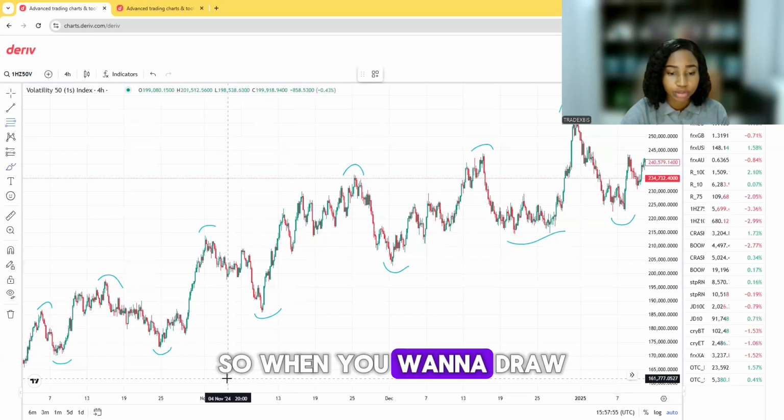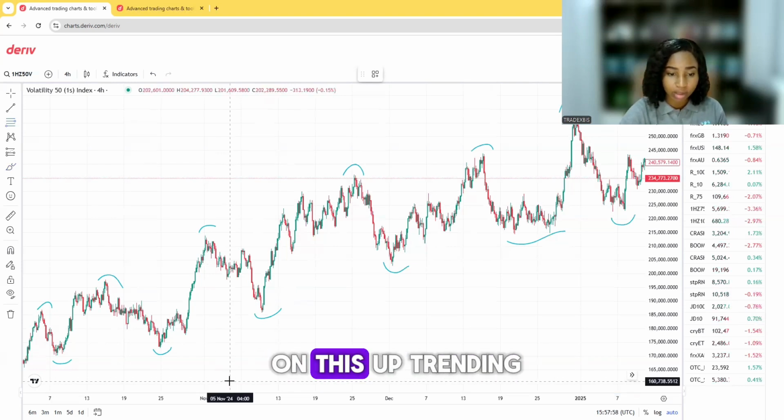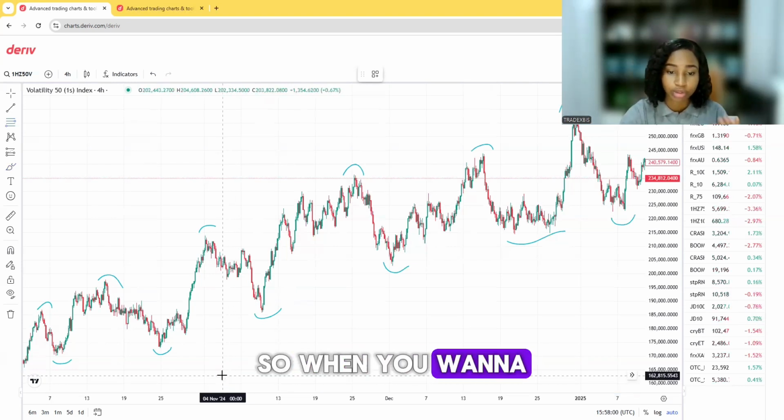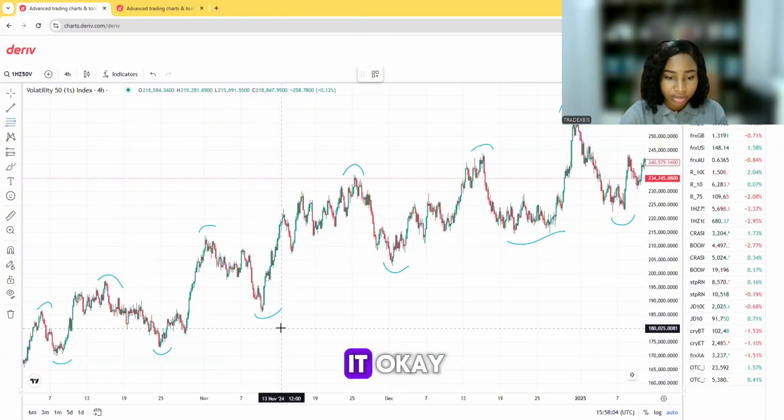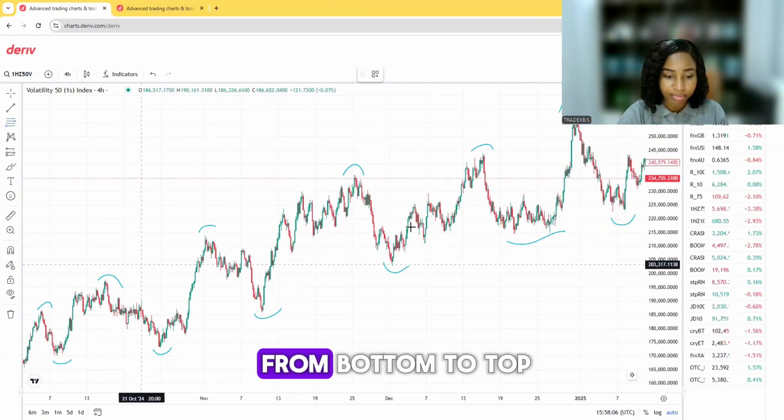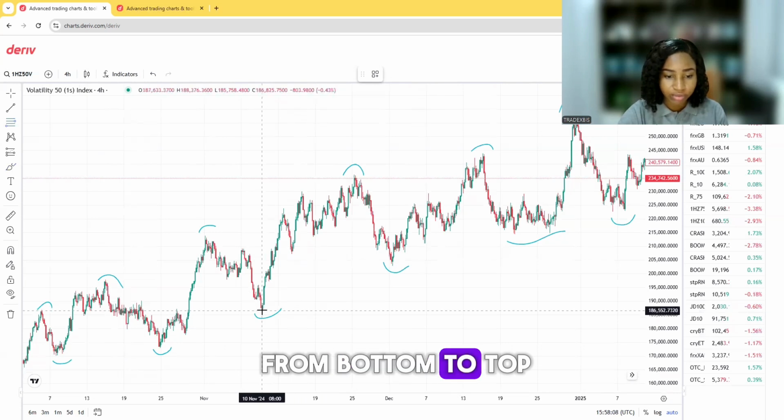Okay, so when you want to draw your fib on this uptrending market, on this chart, you want to draw it from bottom to top.